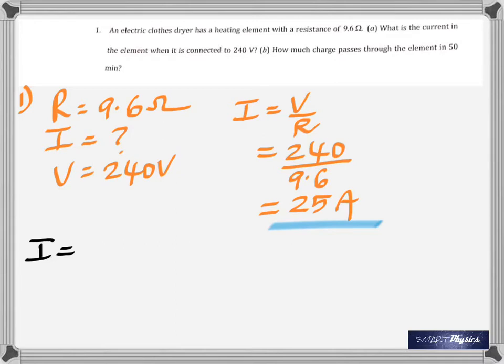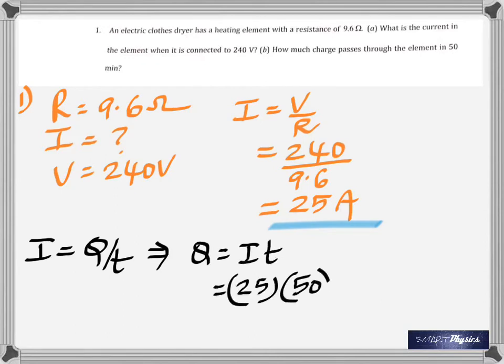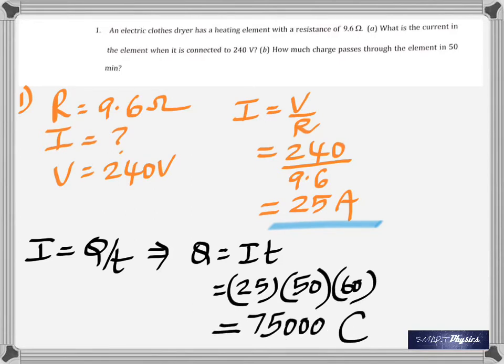And then to find the charge that passes, use I is Q over T. Time has got to be in seconds. So 50 minutes is 50 times 60 seconds. It's 75,000 coulombs.